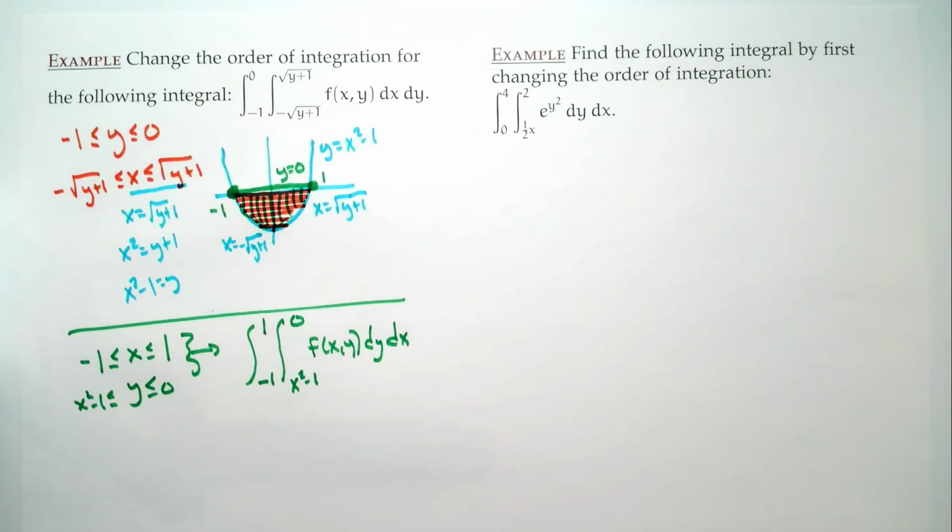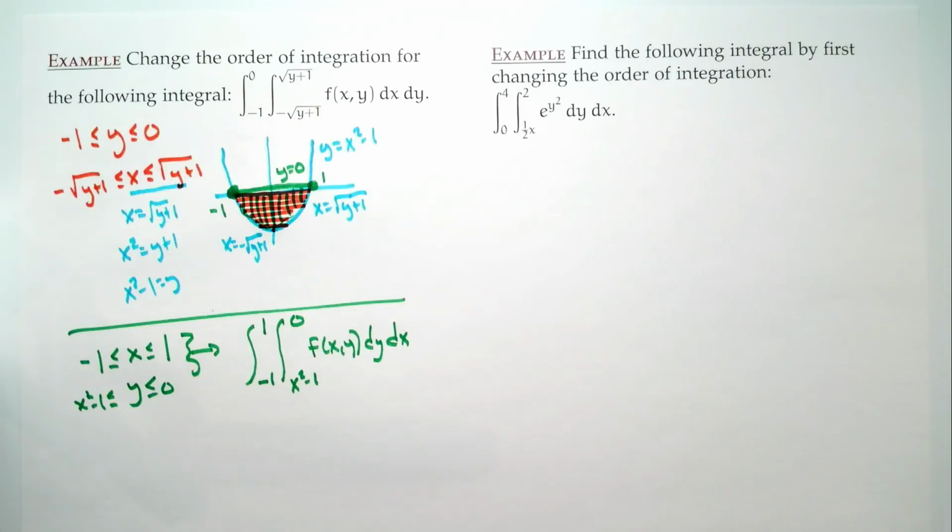Because occasionally we'll run into things that we can't integrate as given. So what can happen is by changing the order of integration, we would say, aha, maybe now we can make progress. Or maybe not, but it's worth the try. So if you're stuck, try changing the order of integration. So here's an example. Find the following integral by first changing the order of integration.